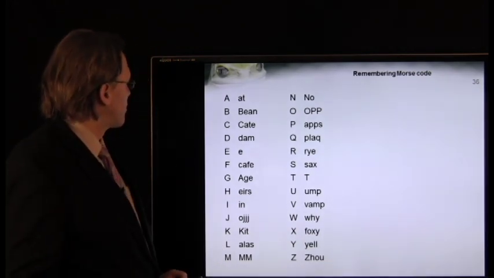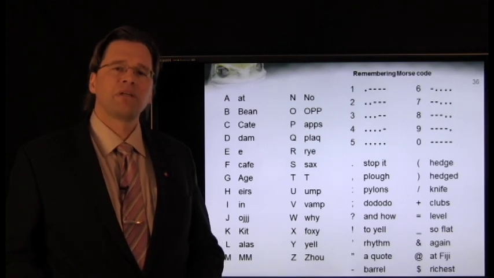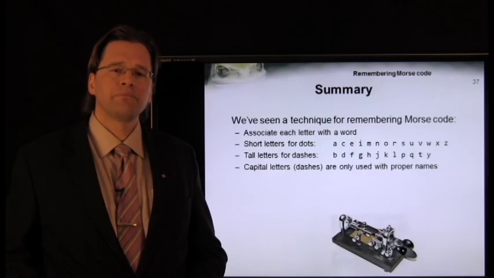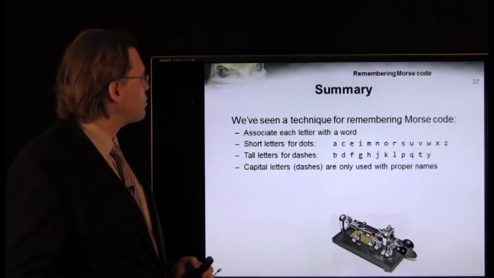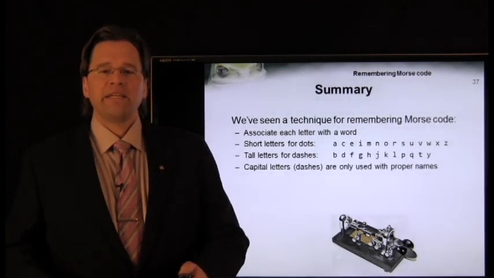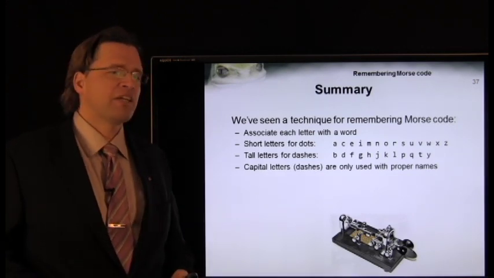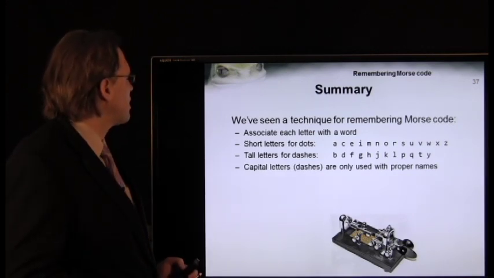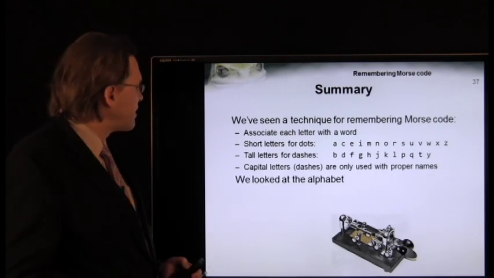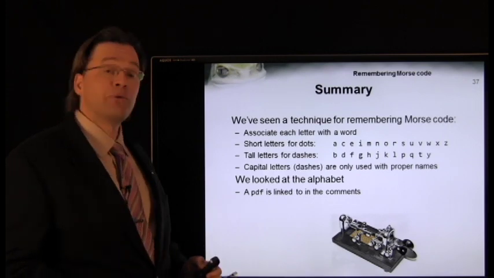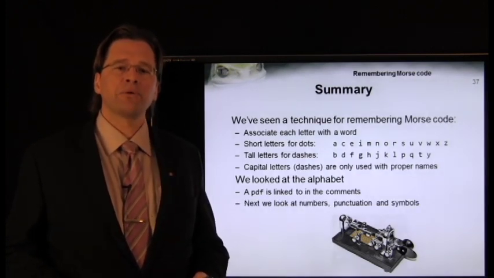So, those are the letters of the alphabet. In the next talk, I will discuss numbers, punctuation, and symbols. So I've described this novel technique for remembering Morse code, where we associate each letter with a word, or perhaps a phrase or abbreviation. Short letters represent dots, tall letters and capital letters represent dashes. We've looked at the alphabet. A PDF is linked to in the comments. And next we're going to look at numbers, punctuation, and symbols.